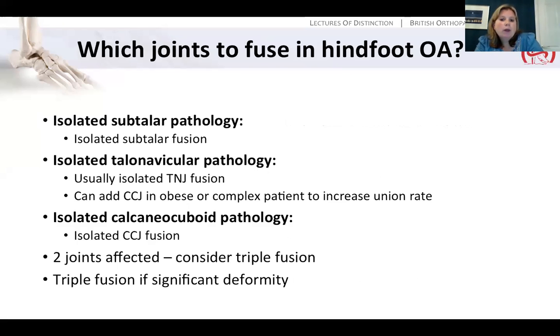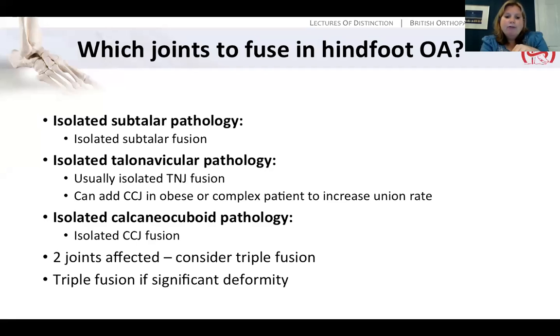So when we talk about fusing the joints in the hindfoot, it seems fairly straightforward to say that if you have isolated subtalar joint pathology, you're going to do an isolated subtalar joint fusion. If you have an isolated talonavicular pathology, you're going to do an isolated talonavicular fusion. There's a couple of little caveats here, which we're going to talk about how you can add different joints in to create a more stable joint that will have better function for the patient.